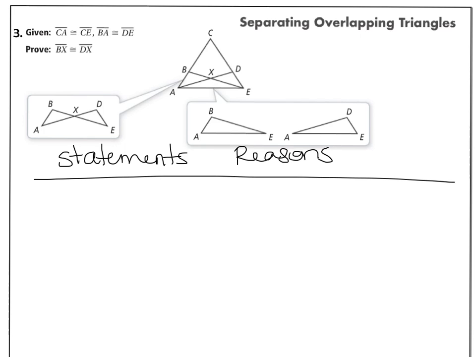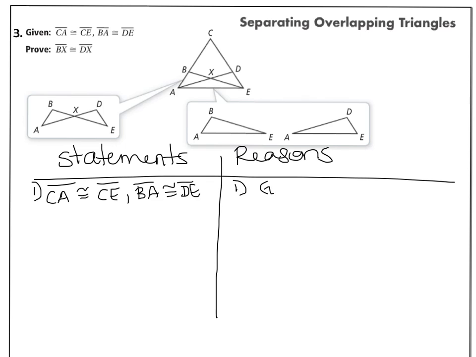We know that we always list our given statements first. Sometimes when it gives us multiple ones, we can split it up, but I'm just going to put them all in the same statement. So segment CA is congruent to segment CE, and segment BA is congruent to segment DE. Reason: it's given.